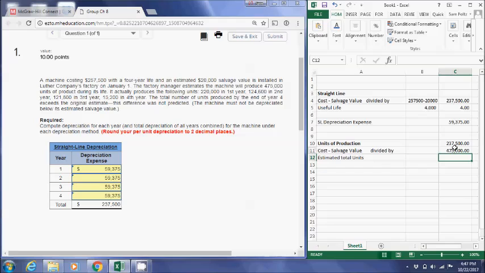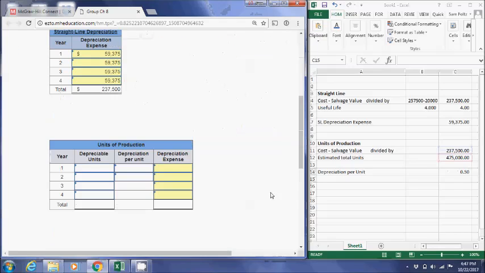So 475,000, and that will give us, I've got those completely in the wrong place. I'm going to confuse you. I've already gotten off on a wrong foot here. So what we'll have here with our estimated total units is we're going to calculate our depreciation per unit. So if I take the 237,500 divided by the 475,000, we get exactly 50 cents per unit to depreciate.